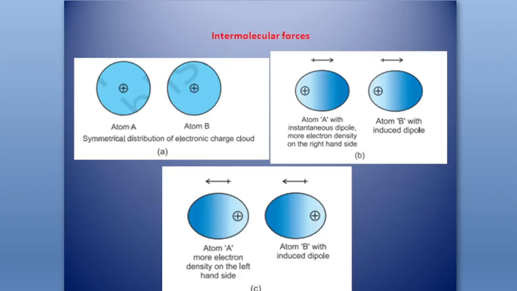There are intermolecular forces between atom A and atom B. Here is a symmetrical distribution of the electrical charge cloud. When it is deformed in the right corner with some polarity, polarity arises in atom A and also atom B. So atom A has an instantaneous dipole, which induces a dipole in atom B.